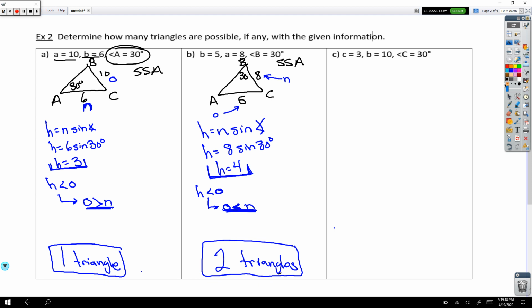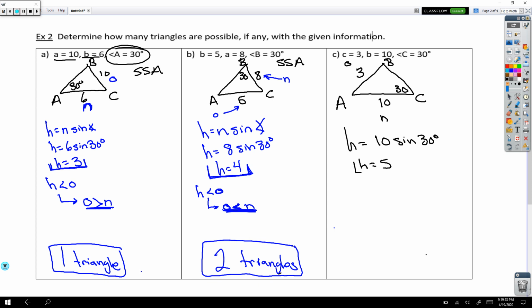Alright, last one here. Let's see how many triangles we have. A, nothing going on with A. Here's B, side B is 10. Angle C is 30, and side C is 3. So here would be N, here would be O. Find our height. N, which is 10, sine of 30 degrees. Again, sine of 30 is 1/2, so the height would be 5.